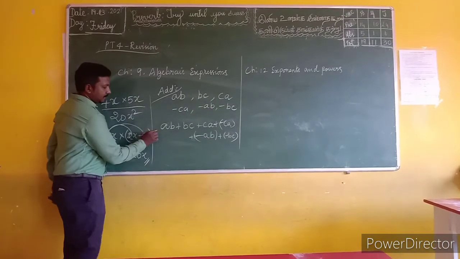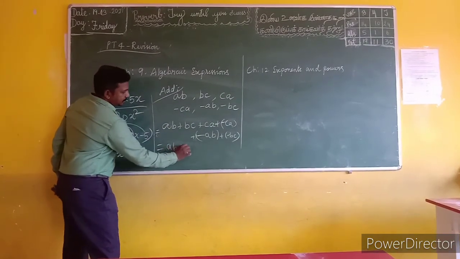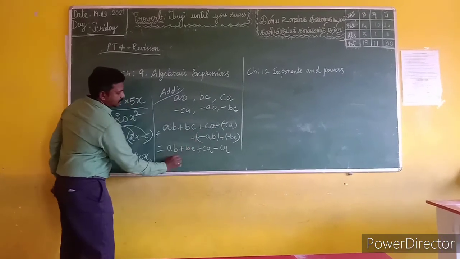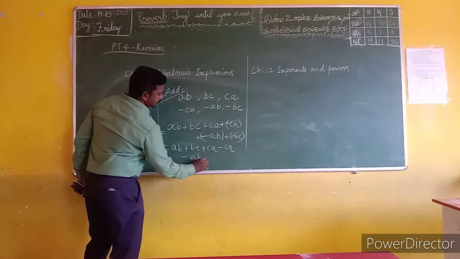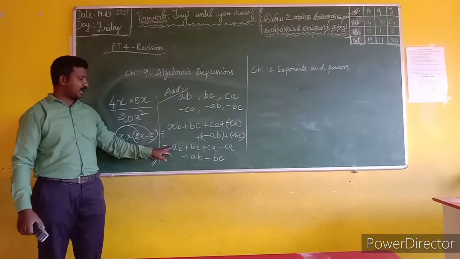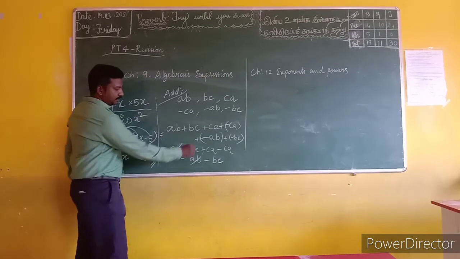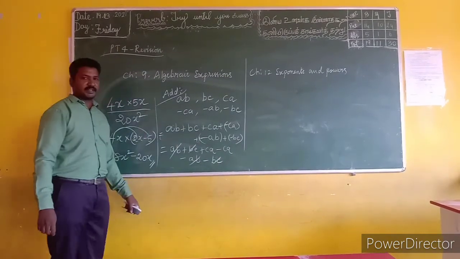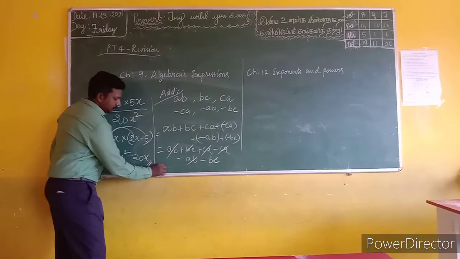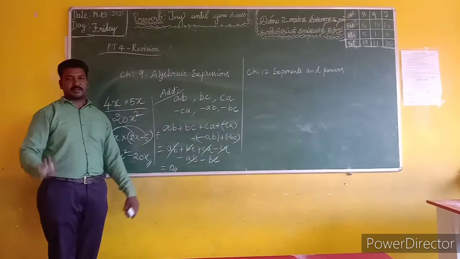Now you can write it according to the signs. AB plus BC plus CA plus into minus minus CA, plus into minus AB, plus into minus BC. So now we are going to see the like terms. What are the like terms here? AB plus AB and minus AB. You can cancel this. Plus BC minus BC. You can cancel this. Plus CA minus CA. So what is remaining? It will be 0. So likewise you can do all the operations like addition and multiplication.